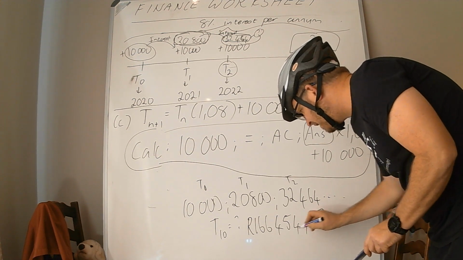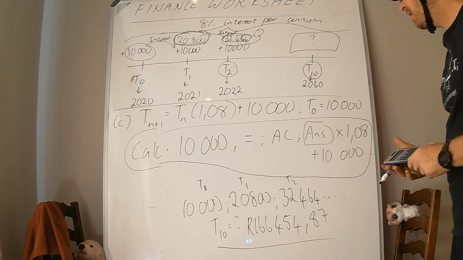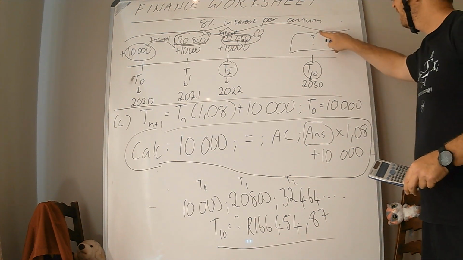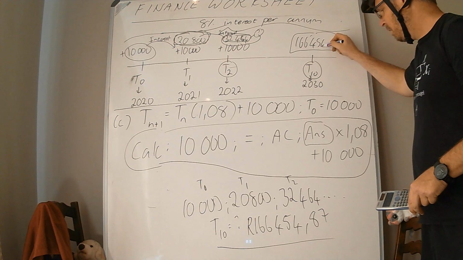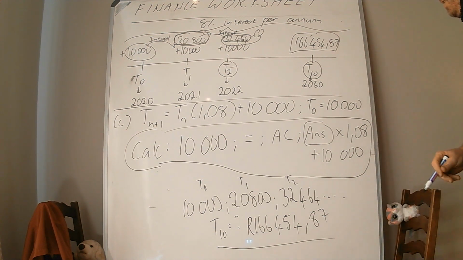166,454.87. So that is how much money Nao will have in her account, 166,454.87. Okay, and that is the end of question C. Well done, Zara. I want you to now go try question D.